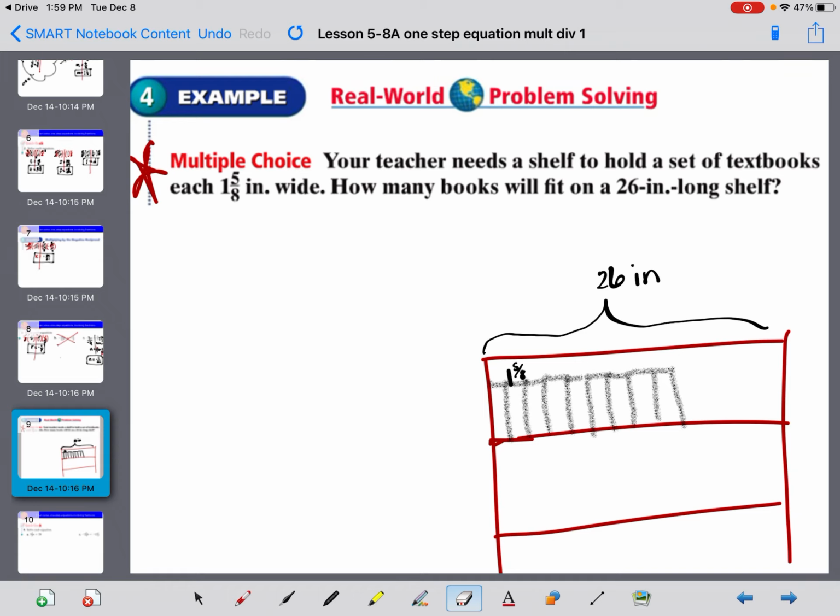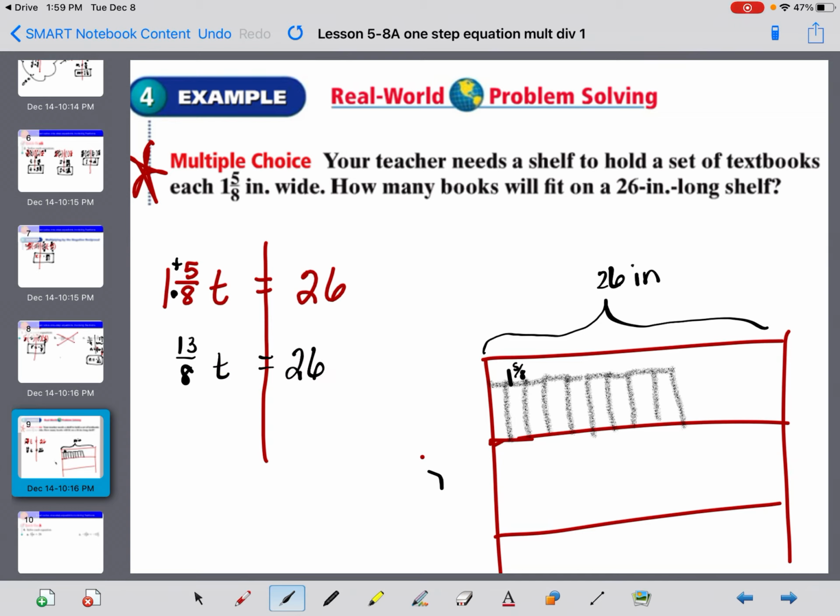So really, I want to break that 26 inches up into groups of 1 5/8, because every group of 1 5/8 is one textbook. 1 5/8 times the number of textbooks will be equal to 26 inches. Do you see I have a mixed number? When you have a mixed number, your first step is to convert it to improper. 8 times 1 is 8. 8 plus 5 is 13/8 times t equals 26.